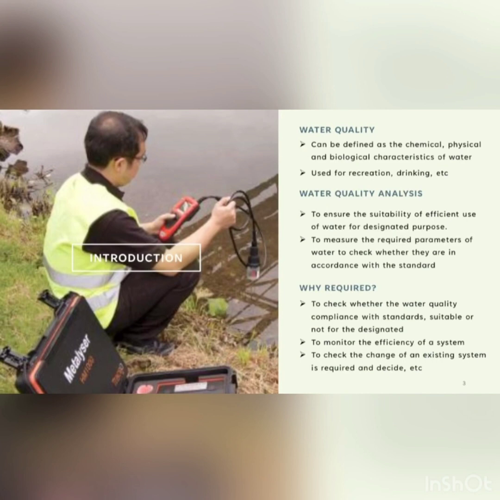Water quality analysis is to measure the required parameters of water following standard methods to check whether they are in accordance with the standard. Why is this test required? First, to check whether the water quality is in compliance with the standards and hence suitable or not for the designated use. Second is to monitor the efficiency of a system working for water quality maintenance. Third, to check whether upgradation or change of an existing system is required and to decide what changes should take place. Fourth is to monitor whether water quality is in compliance with rules and regulations.